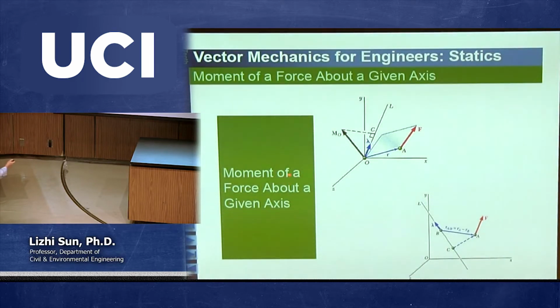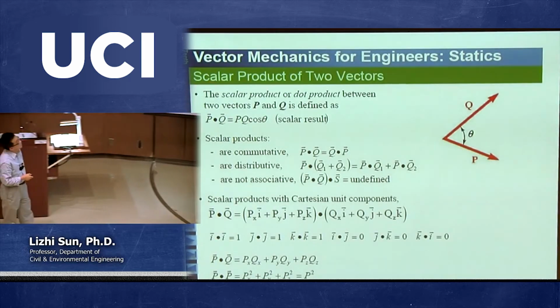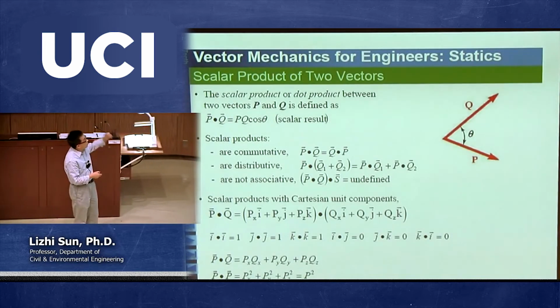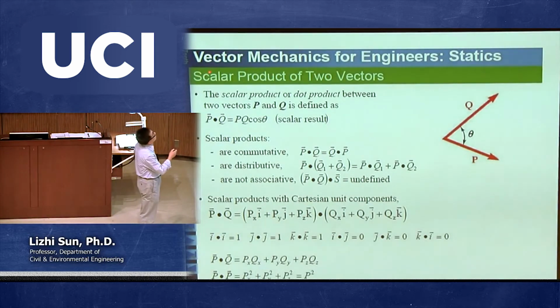Okay. So before we officially introduce the definition of this moment of a force about a given axis, because this second kind of moment is somehow dealing with the dot product, or called the scalar product, I'm going to just spend 1 or 2 slides to introduce the scalar product. This is different from the previous vector product we introduced before.